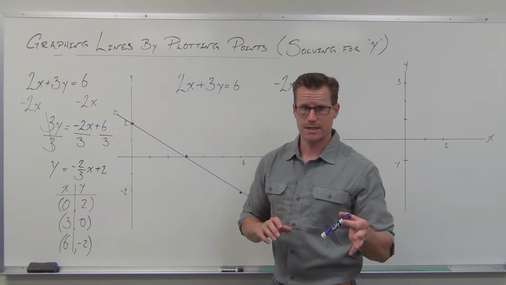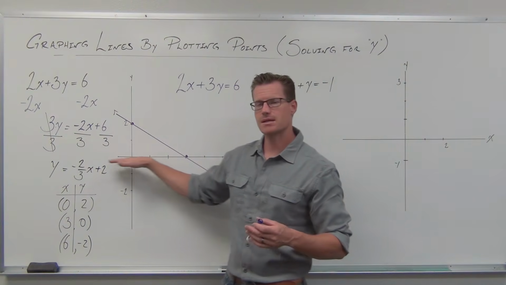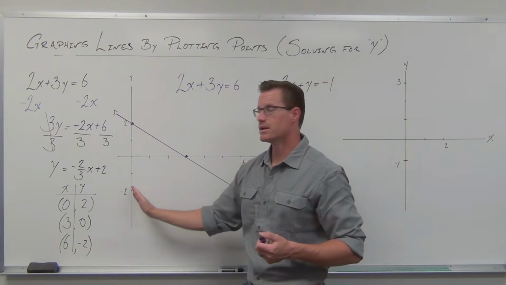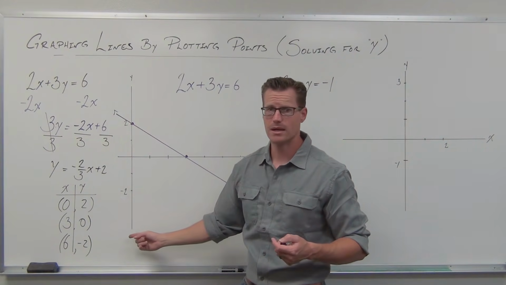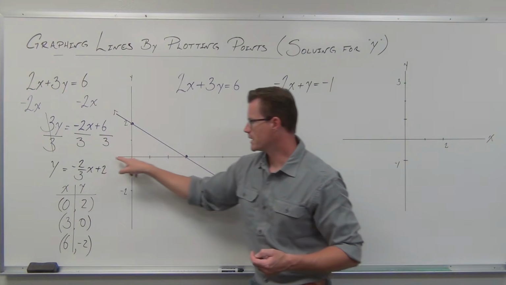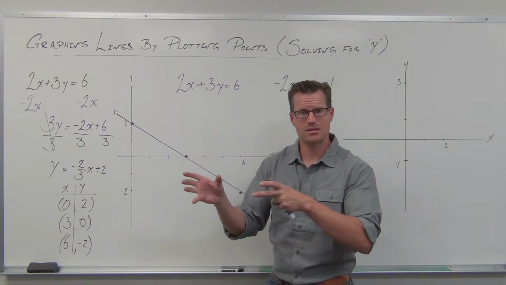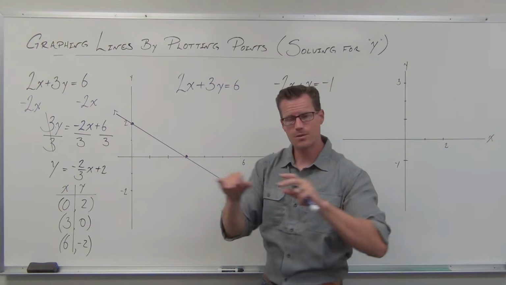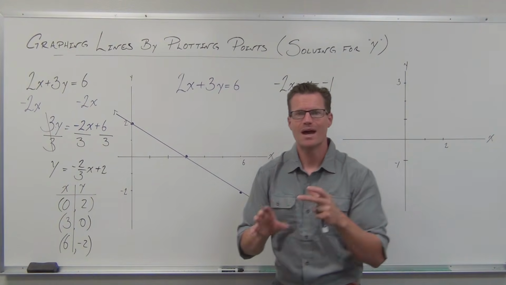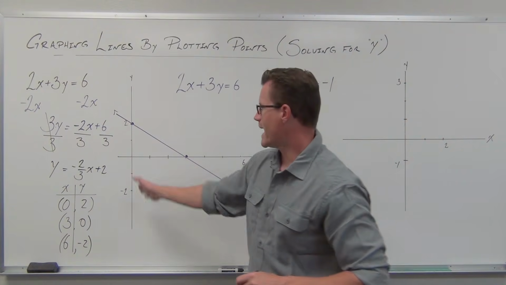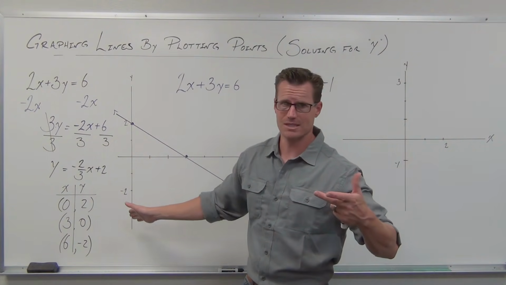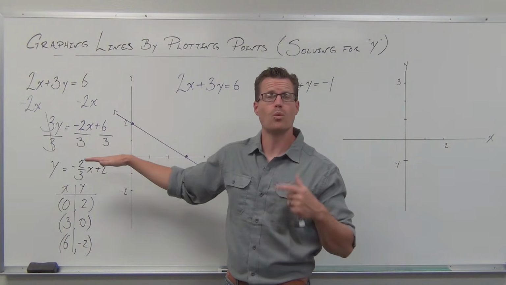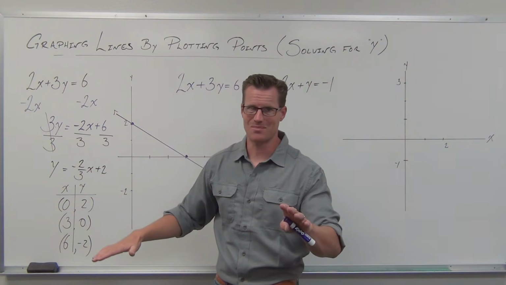But wait, there's more. What's the y-coordinate of every point along the x-axis? Every x-coordinate along the y-axis is 0, so the points are 0, y. Every y-coordinate along the x-axis is also 0. It'd be x comma 0. So every single point on the y-axis is 0 comma y. Every point along the x-axis is x comma 0. Here's what that means for you. If you want to find the y-intercept, sure, plug in x equals 0. But you can do the same thing to find the x-intercept. Plug in y equals 0.